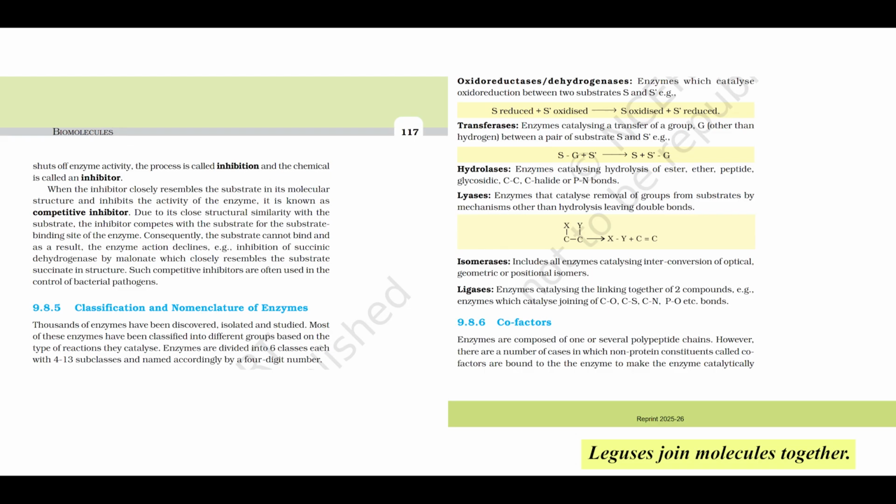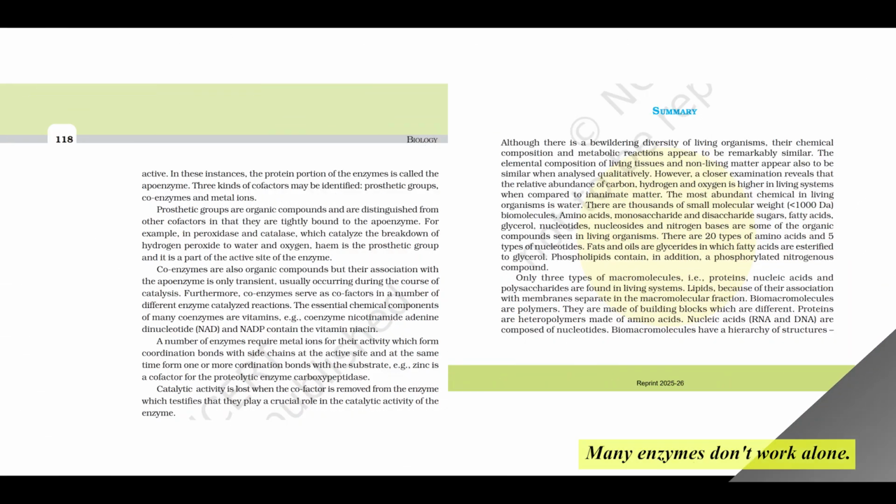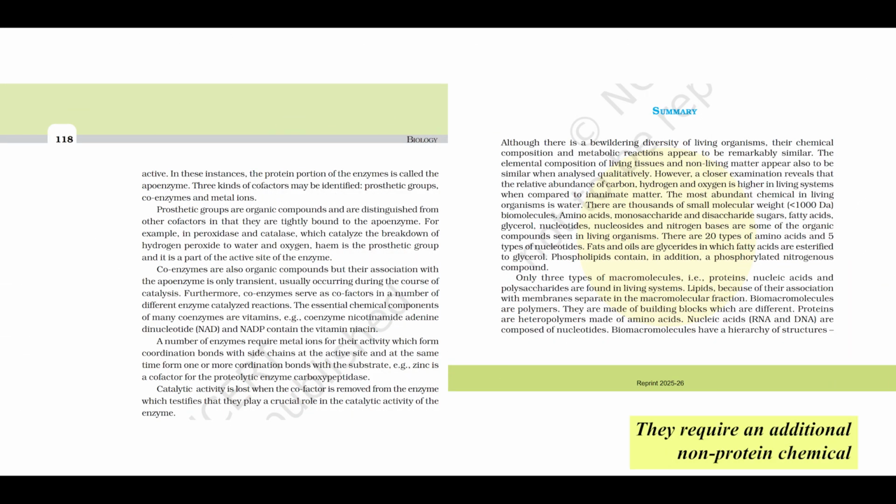Ligases join molecules together, use energy, got the 6 classes. Finally, one last crucial aspect: cofactors. Many enzymes don't work alone. They require an additional non-protein chemical component called a cofactor to be active. The protein part of such an enzyme, which is inactive without its cofactor, is called the apoenzyme. Apoenzyme, protein part plus cofactor, non-protein part, active enzyme. Exactly. Apoenzyme plus cofactor equals holoenzyme, the complete active enzyme.